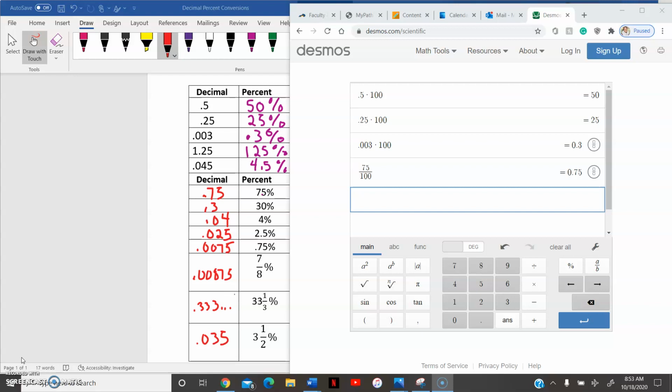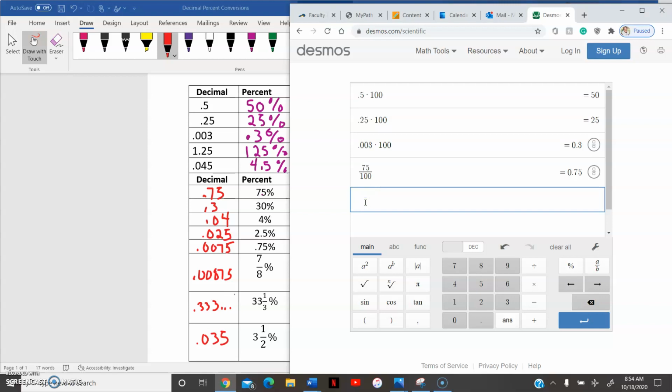So for all the decimals to percents, I just multiplied by 100, or some of you know you can move the decimal point 2 places to the right. For all of the percents to decimals, like the 75% to a decimal, I divided by 100. And when you divide in the Desmos calculator, it writes it as a fraction.